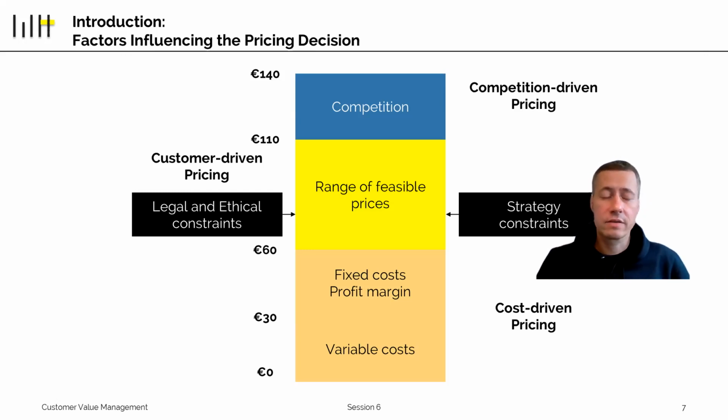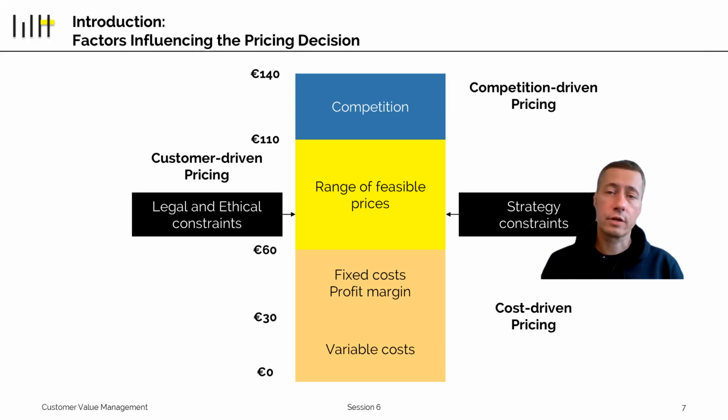But this still leaves us a relatively large interval in our example, between 60 and 110, of prices that we could charge. And exactly which price we pick within this interval is determined by a couple of different factors. These can be strategic constraints. Some companies want to be perceived as low price. Think of hard discounters, for example. So they would rather be on the lower end of the spectrum. Other companies want to be perceived as luxurious. Think of Louis Vuitton or Hermes. They would rather be on the higher end of the spectrum.